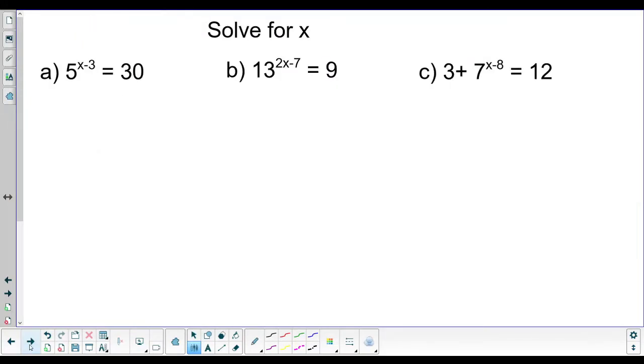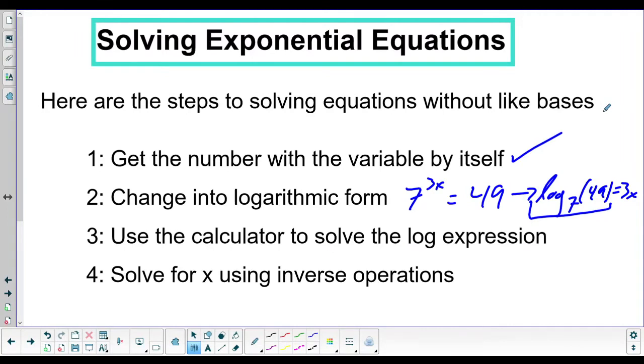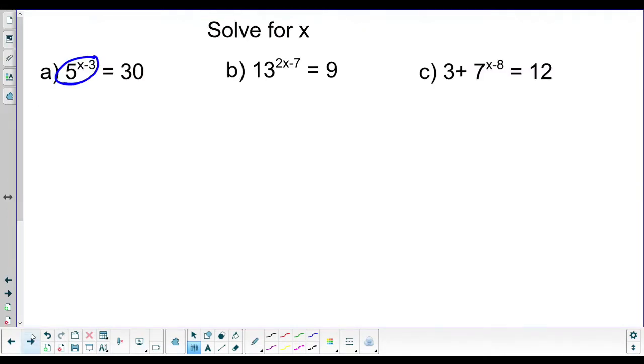So this first page is pretty straightforward. Most of the exponentials are already isolated, but let's look at A. We have 5 to the power of x minus 3 equals 30. Because the base with the exponent is isolated, we've already got step 1 done, and we can just go ahead and start with step 2, which is rewrite it in logarithmic form. So our log is going to be log base 5 of 30 equals the exponent, x minus 3.